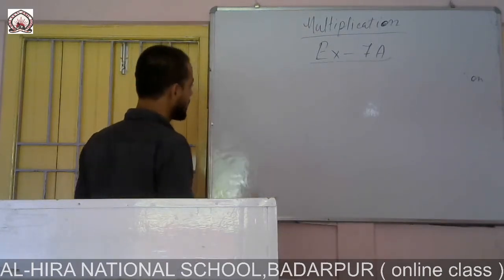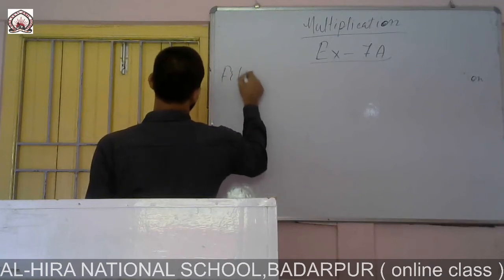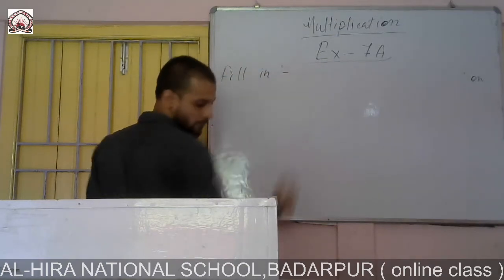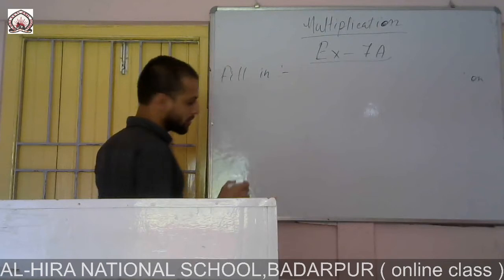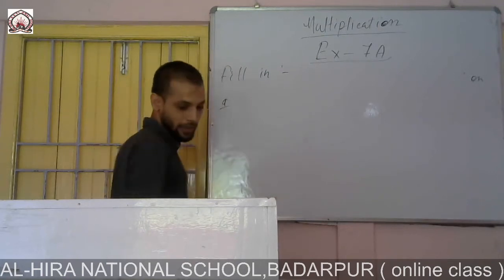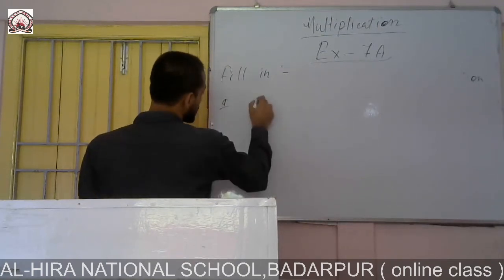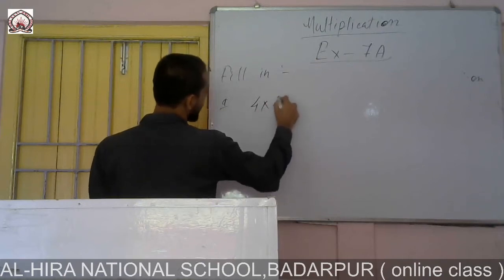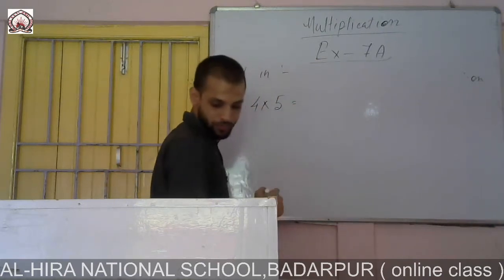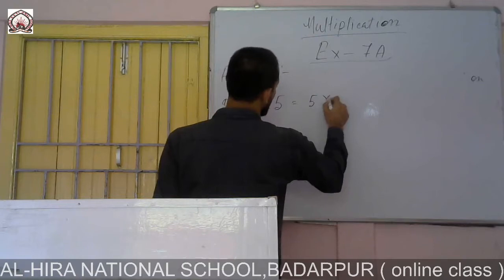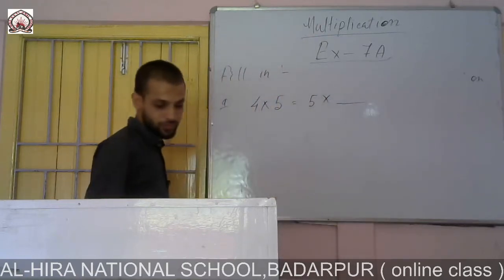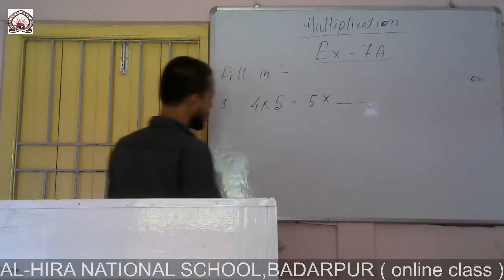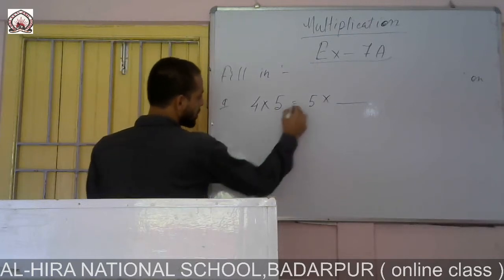That is fill in. Number A, 4 into 5 equals to 5 into dash. So here you see, so as it is known, 4 5s are what?